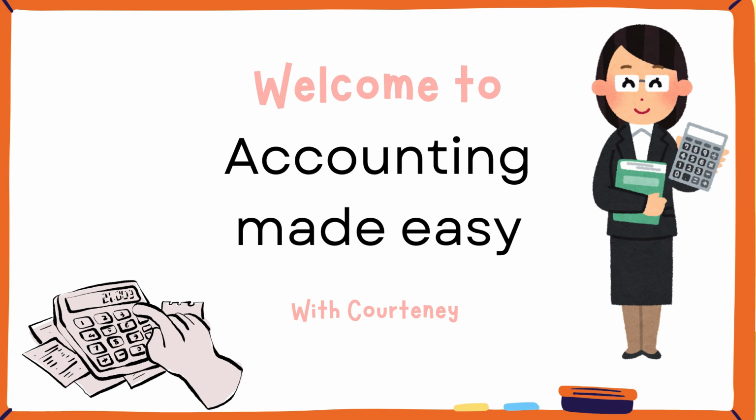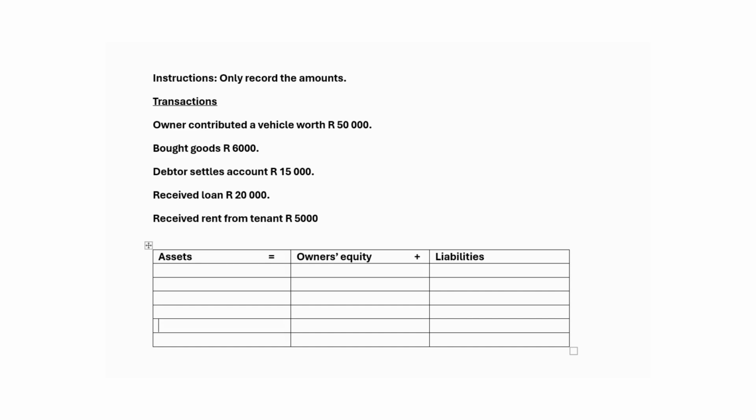Hey there, in this video we will be going through 5 transactions. Let's dive right into them. So the first transaction that we have here is that the owner contributed a vehicle worth 50,000.